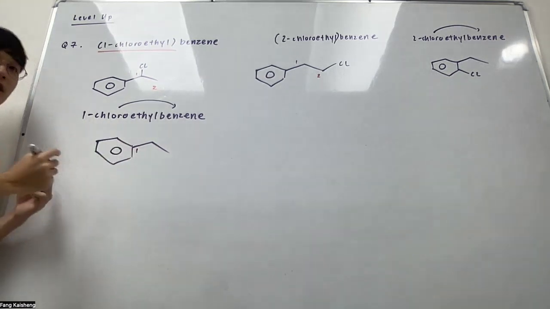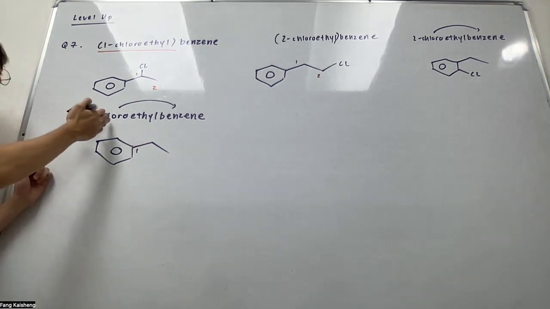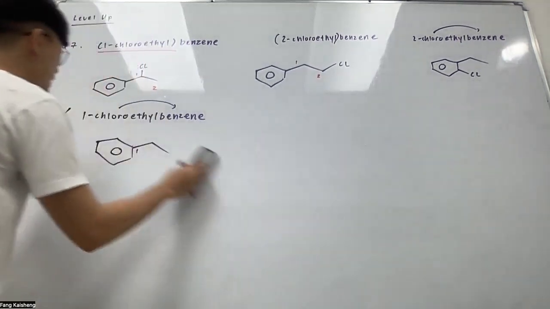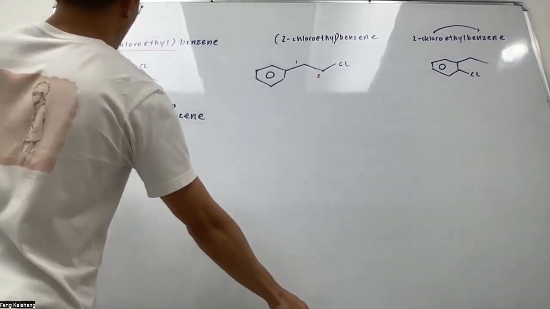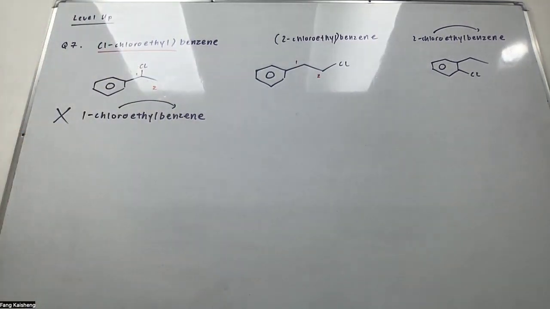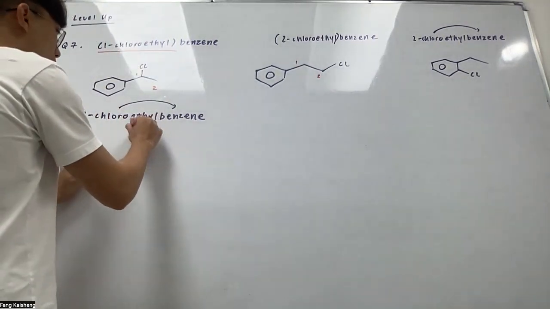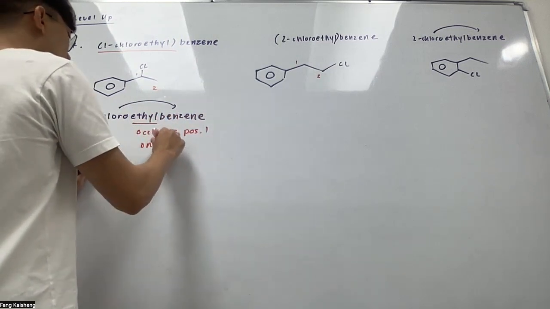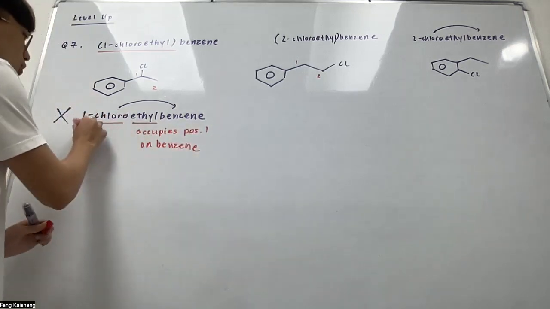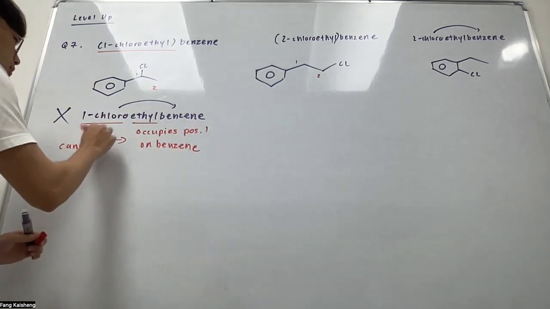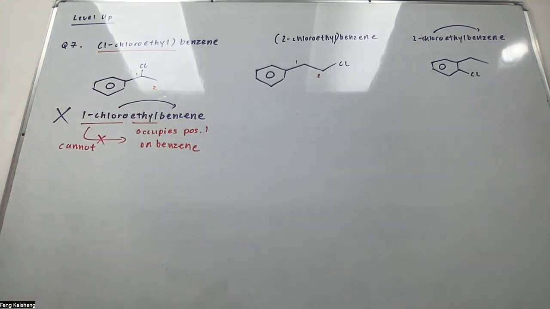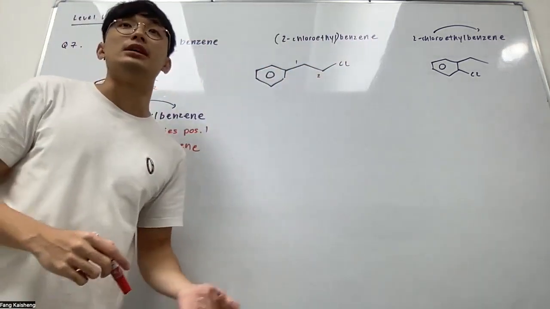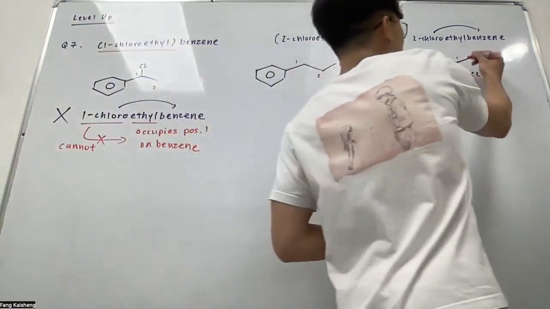So there's no way you can put it on the first carbon. That's why this structure, technically, to avoid any confusion, doesn't exist. The only one that is possible is the one with the bracket. Does that make sense? The reason is that ethyl occupies position 1 on benzene, so 1-chloro cannot occupy the first position as well. So there are only 3 variations here, just for your information.